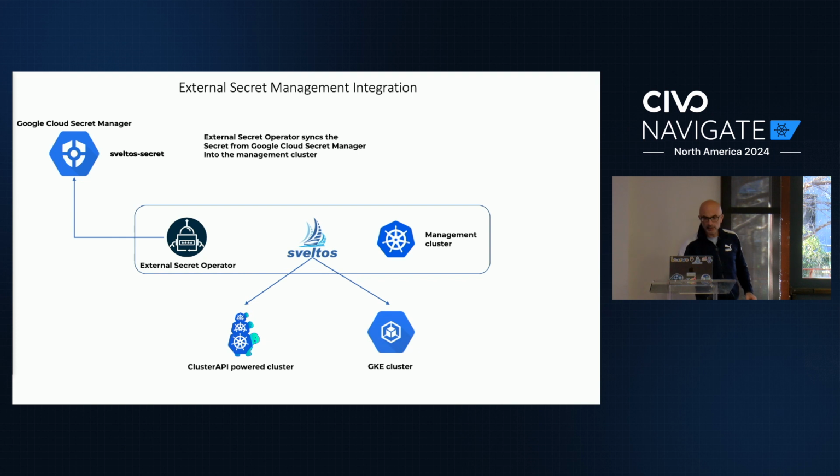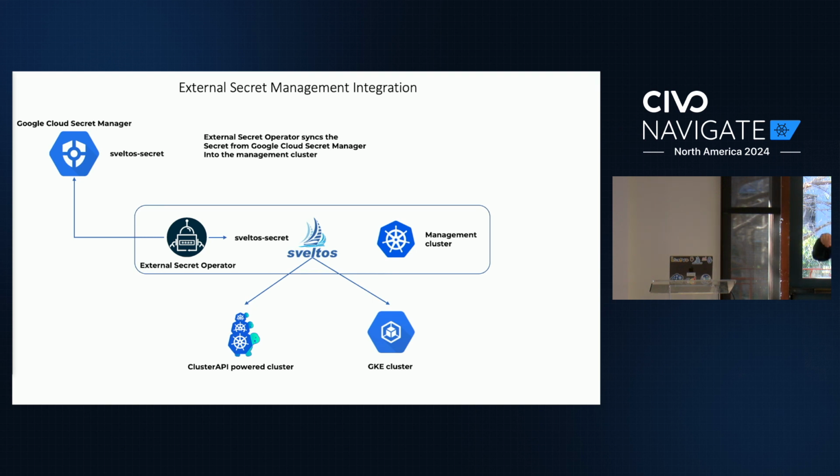So consider the case where you have a secret that you want to distribute to every cluster that you manage. One option is to deploy the external secret operator in every cluster that you manage. But it's kind of ugly, right? Because now every cluster has access to your external secret management system. Another way is to put the external secret operator just in the management cluster. So the external secret operator syncs the secret from the external secret management system to your management cluster.